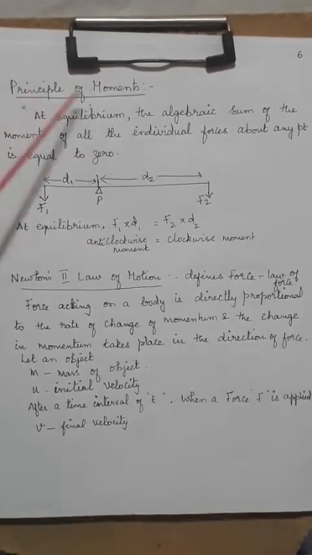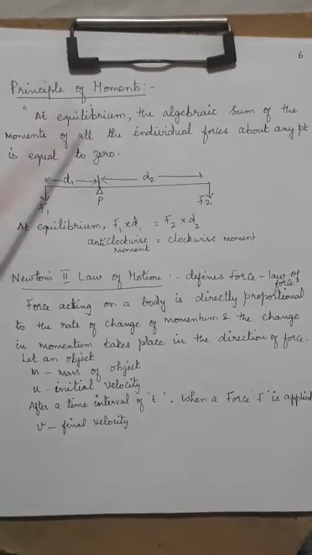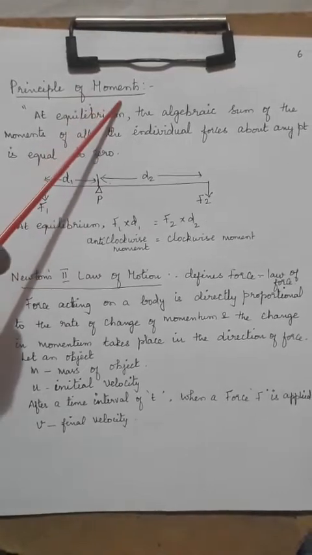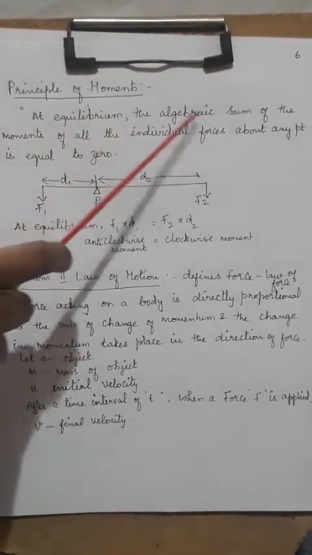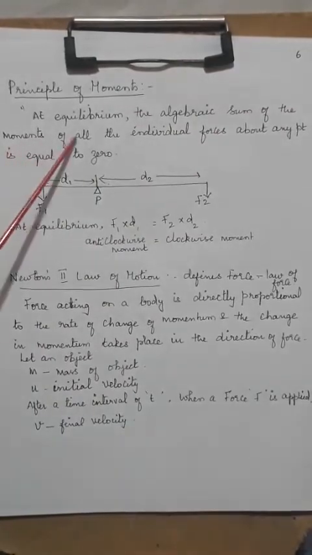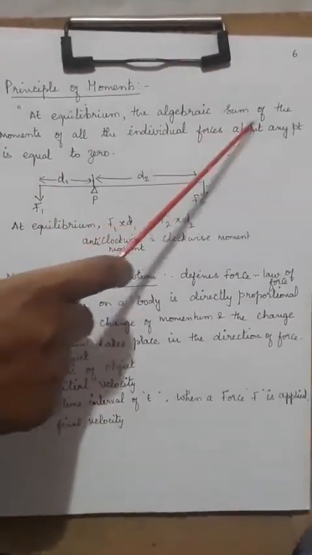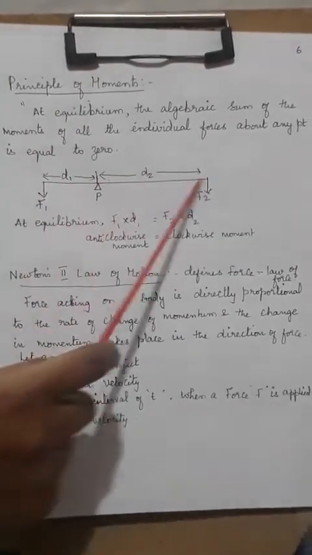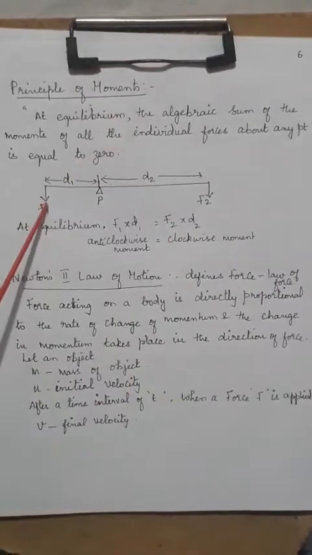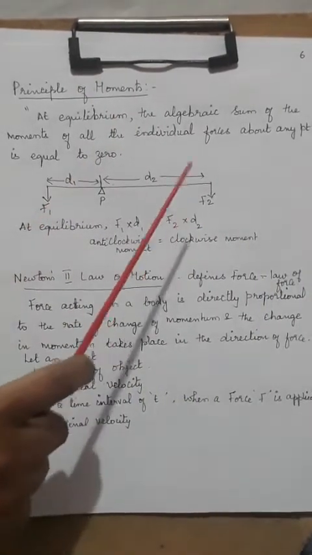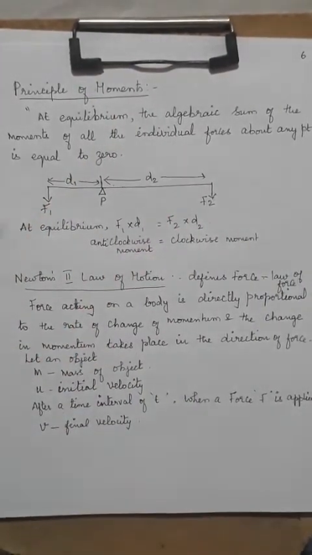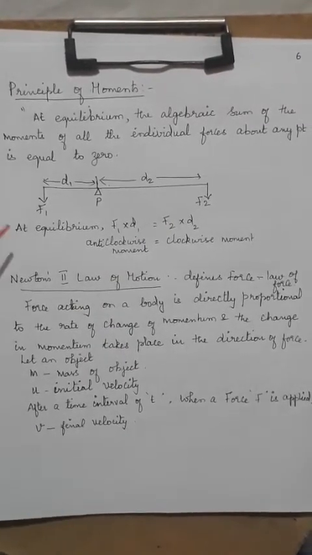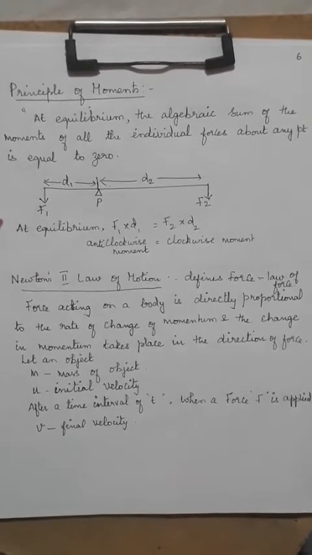The statement of this one is given at equilibrium. The meaning of equilibrium is that when the net force is equal to 0, the algebraic sum of the moments of all the individual forces about any point is equal to 0. It is so simple: at equilibrium, the clockwise moment will be equal to the anti-clockwise moment. It's very easy. Based on this, you have an experiment in your practicals also. So it will be easier for you to remember it also.